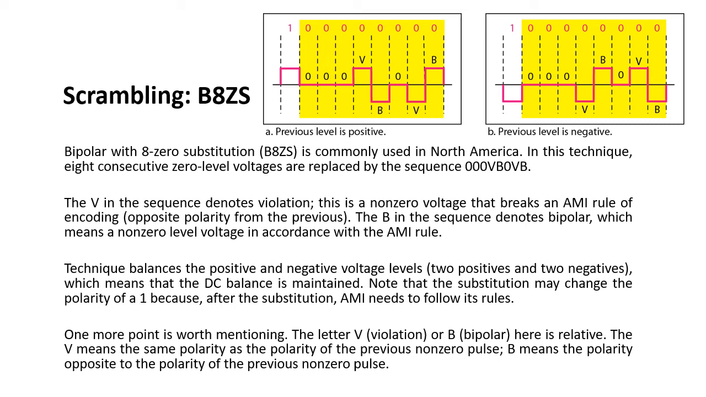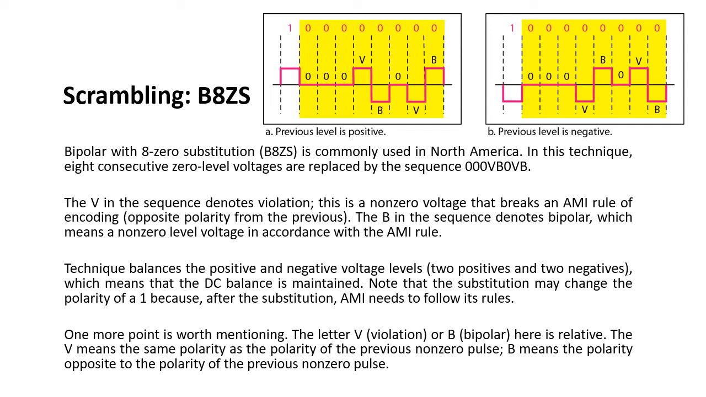There are two cases as shown in the figure at the top. Note that the scrambling in this case does not change the bit rate. Also, the technique balances the positive and negative voltage levels, where we have 2 positive and 2 negative, which means that the DC balance is maintained. Note that the substitution also may change the polarity of a 1 because after the substitution, AMI needs to follow its rules. So in other words, B8ZS substitutes 8 consecutive zeros with 000VB0VB.